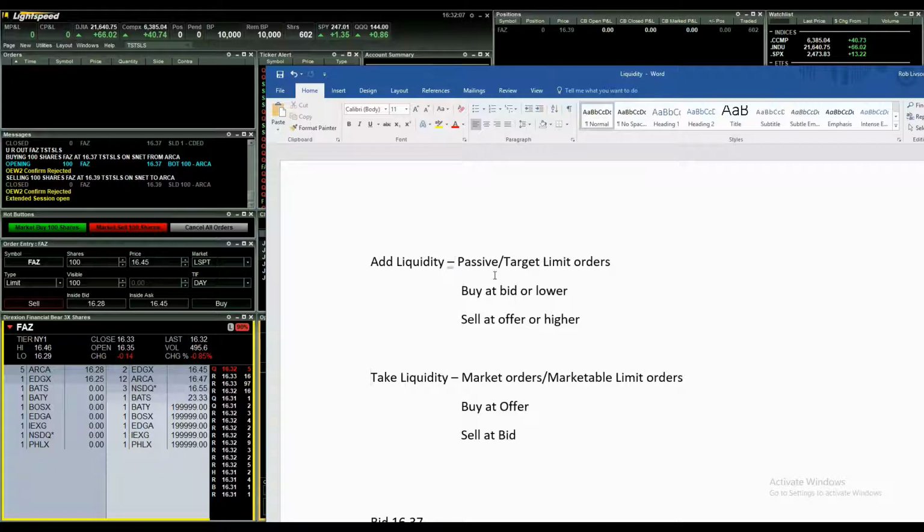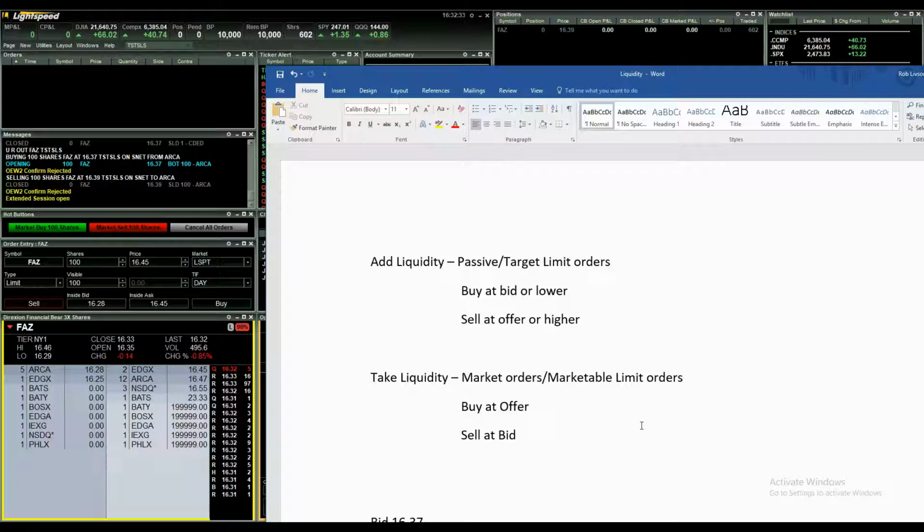So add liquidity is defined as a passive or target limit order. You're buying at the bid or lower or selling at the offer or higher. Taking liquidity is any market order or marketable limit order, which is very important. All limit orders do not qualify for add liquidity. If it's a marketable limit order, then that's going to still qualify as taking.